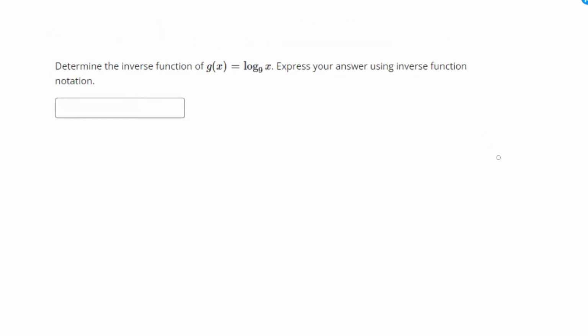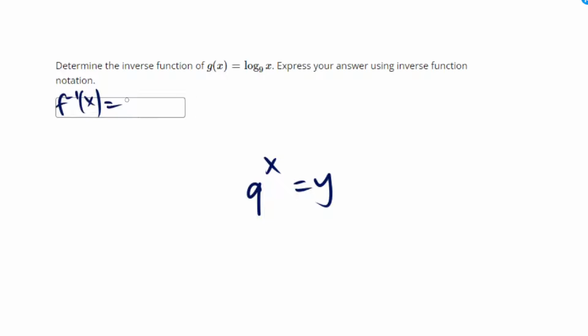The inverse function of g of x equals log base 9 of x is basically the same thing. Base 9 to the x equals y. There you go, f inverse of x. I don't know why I had two of almost the same ones.